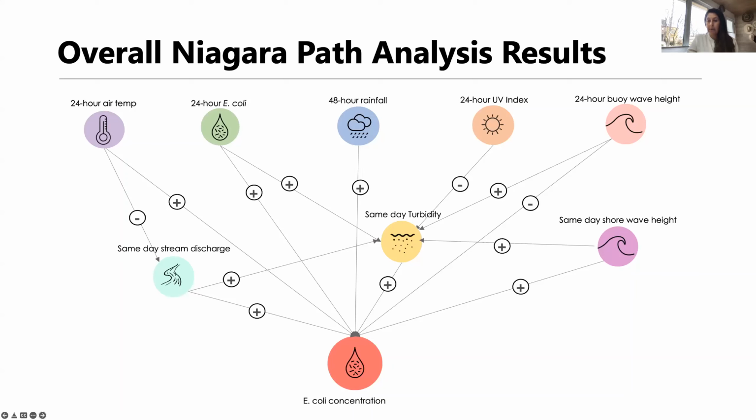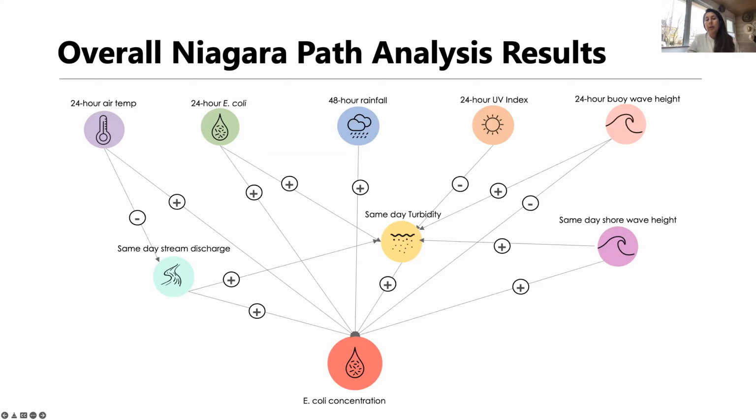It was quite a significant one. So it seems to be quite an important variable in determining E. coli concentration. And also higher shore wave height was associated with more turbidity. Not surprisingly, we see more wave action stirring up the water. Interestingly though, offshore wave height, so sometimes kilometers away from the beach, was negatively associated with E.